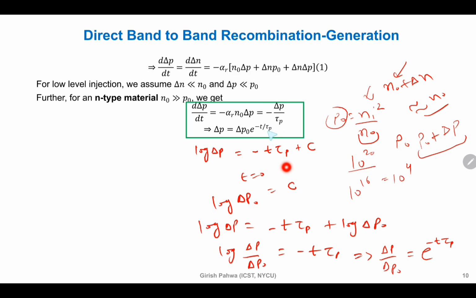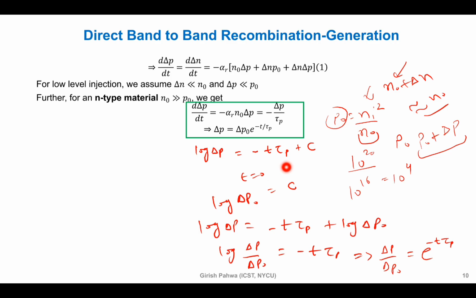Now why is this some kind of a lifetime? Because look at the concentration of excess holes. It changes as an exponential of minus t by tau. So this is some kind of a time constant, right? This is the mean time, you can say, after which the hole will disappear.